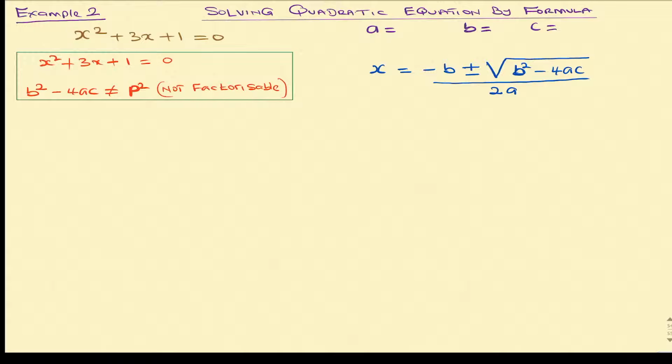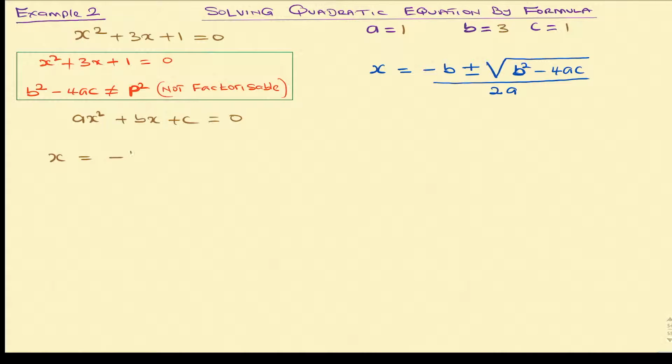Right, solving a quadratic equation with this example, example 2. The general equation for a quadratic is ax squared plus bx plus c equal to 0. If we're solving it, we're setting y equal to 0. Therefore, a is 1, b is 3, and c is 1. It is obvious that b squared minus 4ac is not equal to p squared. Therefore, this is not factorizable. Because it's not factorizable, it is easy to use the formula.